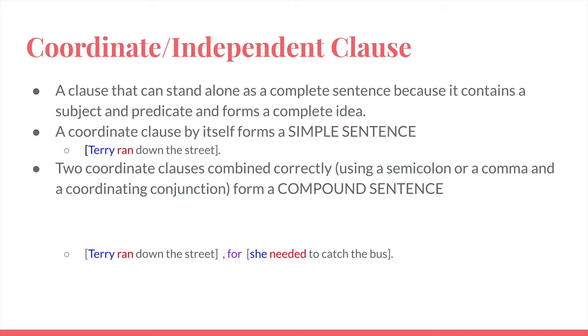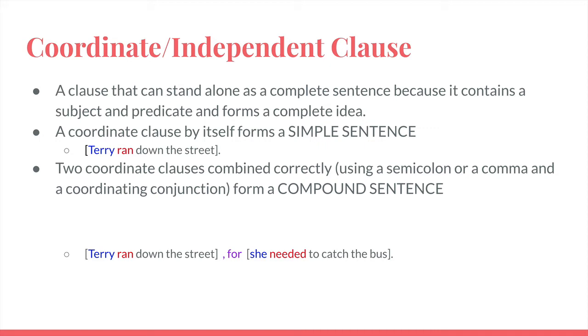You have a subject, a predicate, a complete thought. Now, from here on out, we are going to identify complete thoughts in hard brackets like you see in front of you. And as always, we outline the subject and predicate of a coordinate clause in blue and red.